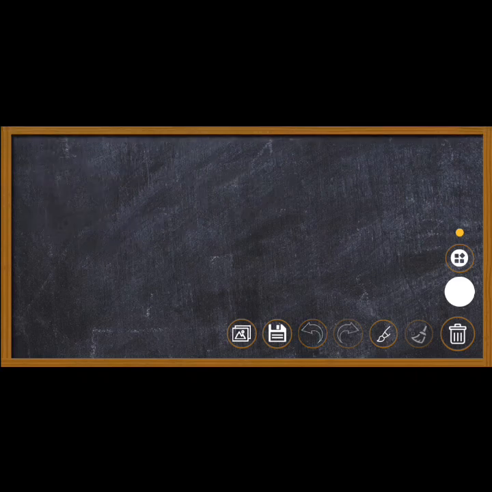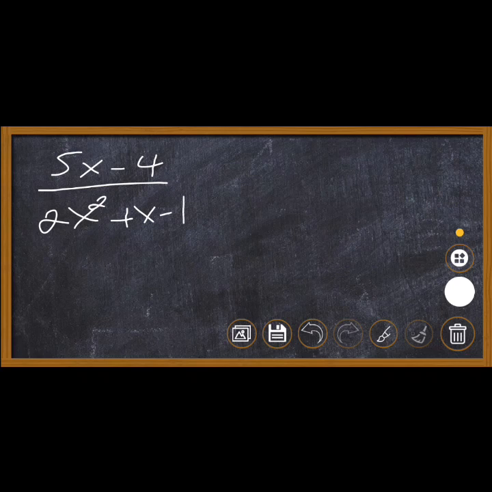The fraction that we have is 5x minus 4 over 2x squared plus x minus 1. According to partial fraction rules, you need to equate this to certain unknown values. The unknown values are determined by the degree of the denominator. If the highest degree is 2, you are going to have 2 unknown values. If you have 3 unknown values, it means the degree order is 3. If you have 4, likewise. In this case, we only have 2 as the highest degree order.